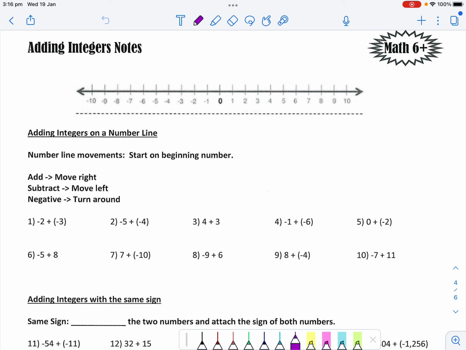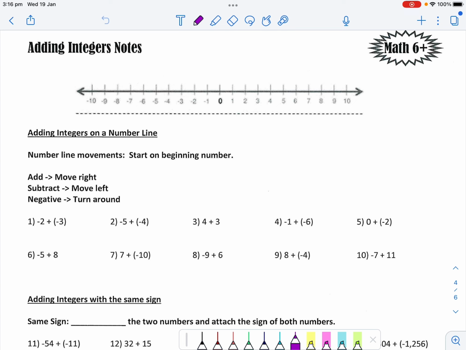So we're going to start on the beginning number. If we're adding or moving in the positive direction, we're going to go to the right. If we are adding a negative, we are going to be technically subtracting, so moving to the left.